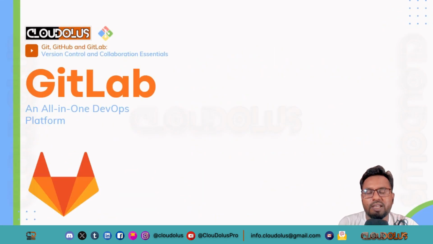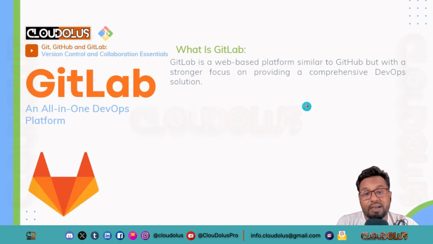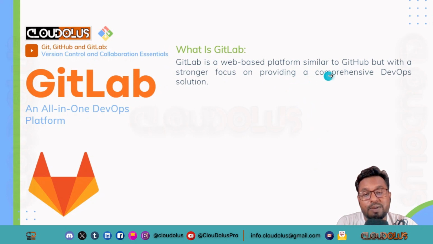So GitLab is an all-in-one DevOps platform. GitLab is a web-based platform similar to GitHub, but with a stronger focus on providing comprehensive DevOps solutions. So basically for DevOps solutions, it's a main feature, and for that use cases also GitLab for DevOps solutions in a comprehensive way. So it's a web-based platform like GitHub, but with a stronger focus on providing comprehensive DevOps solutions for DevOps developers. So this is GitLab.